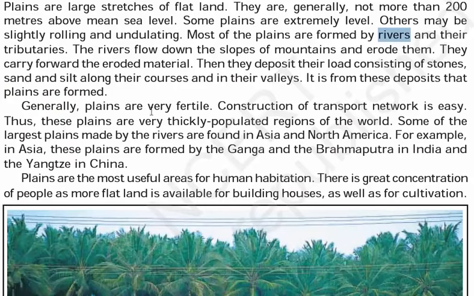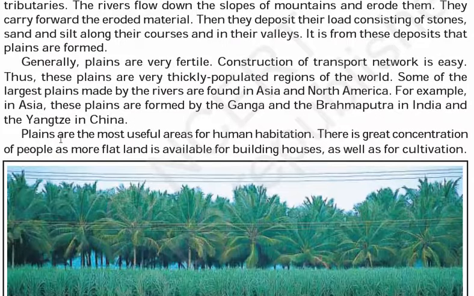Generally, plains are very fertile. Construction of transport network is easy. Thus, these plains are very quickly populated regions of the world. Some of the largest plains made by the rivers are found in Asia and North America. For example, in Asia, these plains are formed by the Ganga and the Brahmaputra in India and the Yangtze in China.